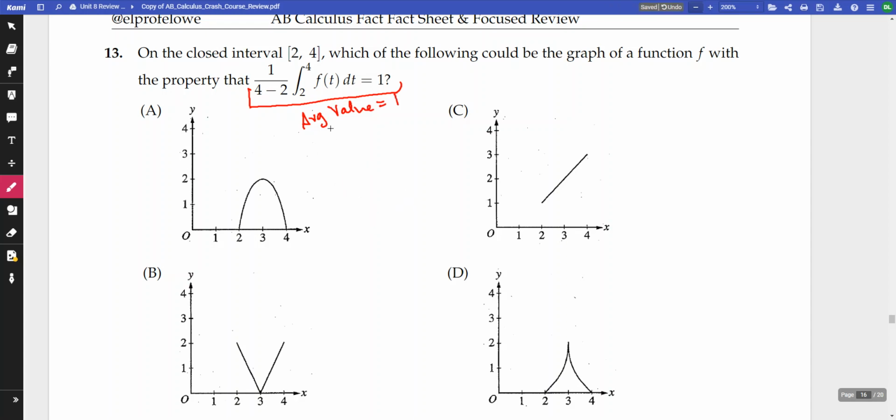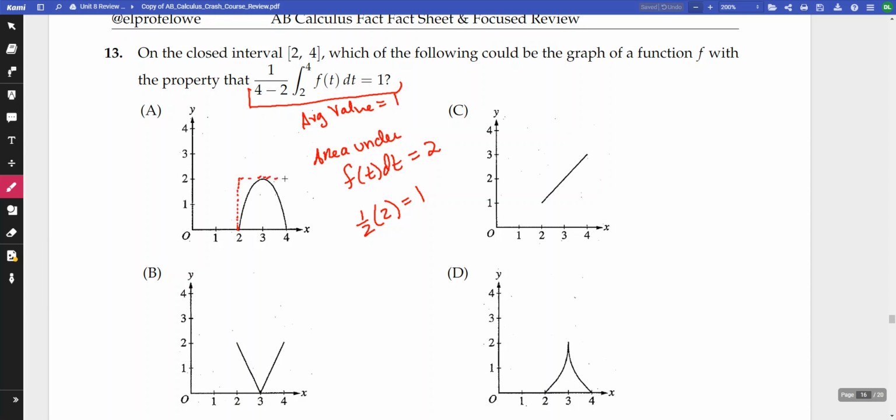But it's also telling us the following. It's also telling us that the area under f of t dt is equal to 2. Why? Because what's 1/2 times 2? 1/2 times 2 is equal to 1. So let's consider, right? Let's consider from 2 to 4, right?